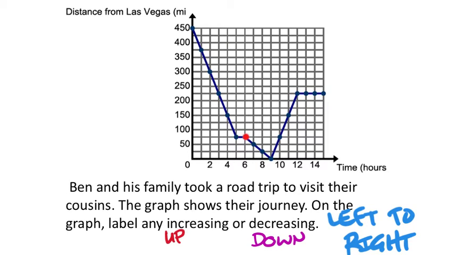So what does this mean then for these flat lines? The flat lines indicate that the distance is not changing. They're not getting closer or further away from Las Vegas on these two flat lines. Now, we don't know what's happening. Maybe they're taking a nap. Maybe they're getting something to eat. That just means they're not moving. That's all. So let's identify these values.